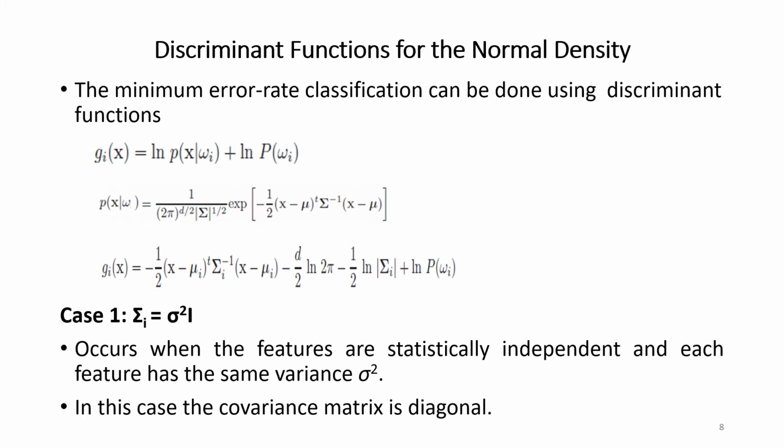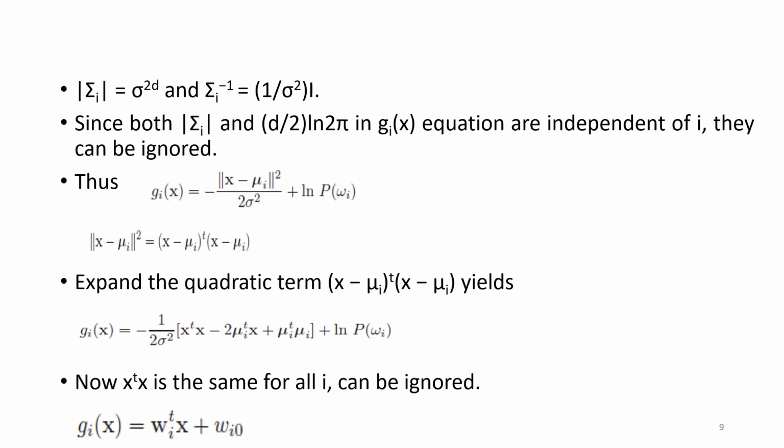Now consider the case sigma_i equal to sigma square I. This occurs when the features are statistically independent and each feature has the same variance sigma square. In this case, the covariance matrix is diagonal. Determinant of sigma_i equals sigma raised to 2d and sigma_i inverse equals 1 by sigma square times I. Since the second and third terms in the g_i(x) equation are independent of i, they can be ignored. Then we get the g_i(x) equation. Then expand the quadratic term. Now in the g_i(x) equation, x transpose x is the same for all i, so it can be ignored.